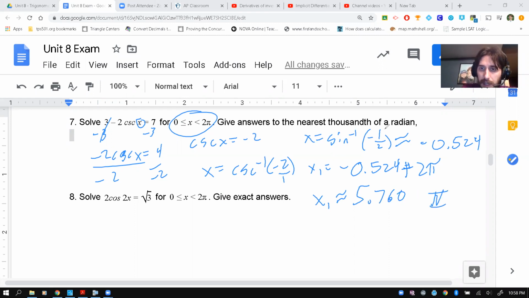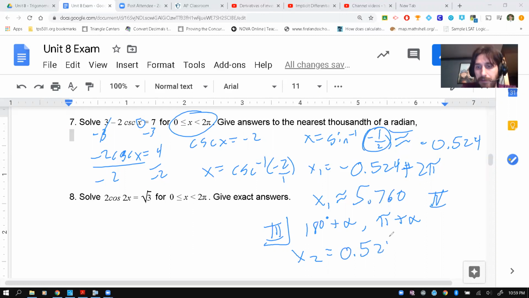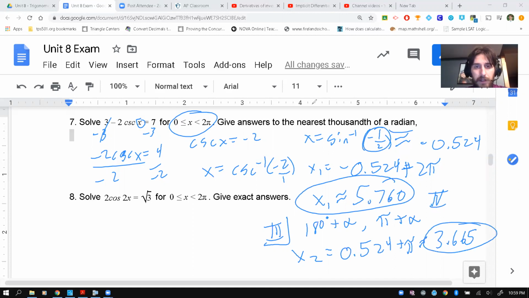That's not the only time when sine is negative. Sine, as we just learned, is also negative in quadrant 3. To find an answer in quadrant 3, I take, again, 180 degrees plus my reference angle. But since we're in radians, that's really going to be pi plus our reference angle. So our second answer here will be our reference angle, which is positive 0.524 plus pi, which is about 3.665 radians. So this is my first answer in quadrant 4, my second answer in quadrant 3.